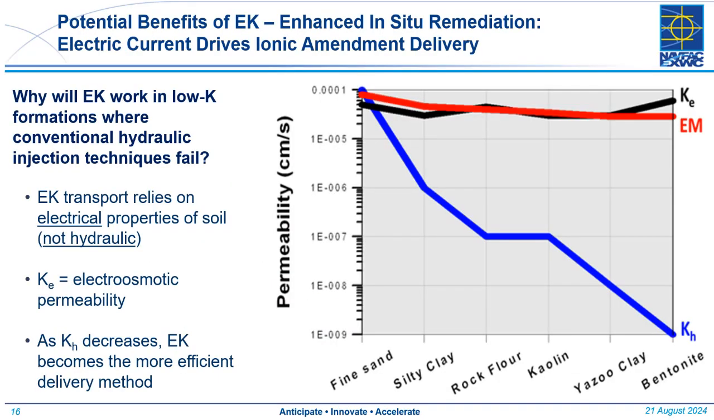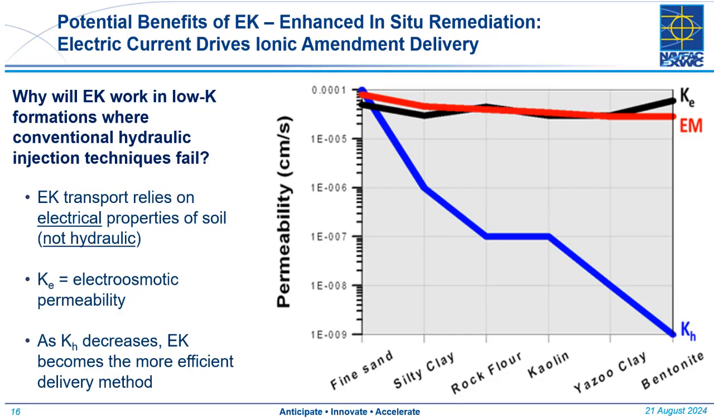EK really has a lot of benefits over hydraulic amendment as permeability goes down, because it really relies on the electrical properties of the soil. It doesn't rely on the hydraulic properties of the soil. So looking at the graphic on the right, we see how permeability decreases as grain size decreases in a series of sedimentary deposits. So moving from fine sand on the left to bentonite on the right, as we move down that ladder, the hydraulic conductivity goes down 5 orders of magnitude.